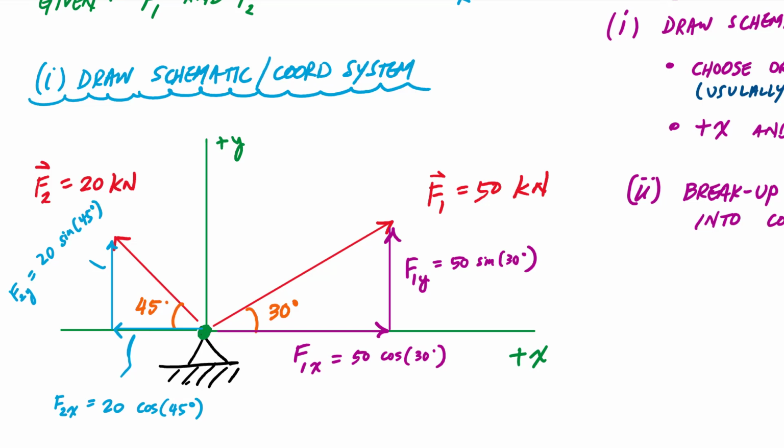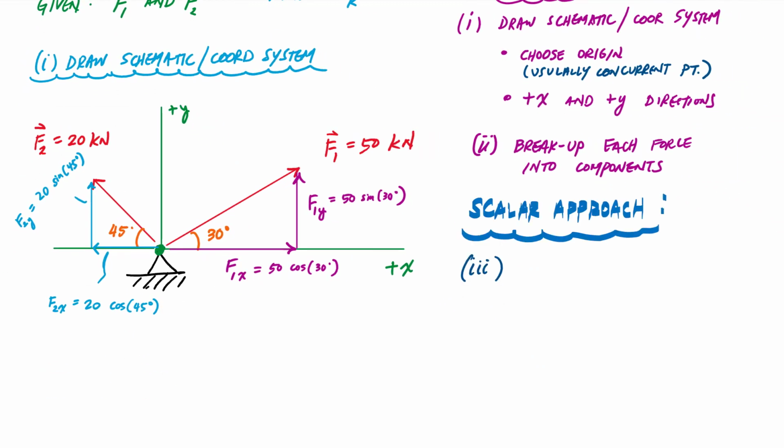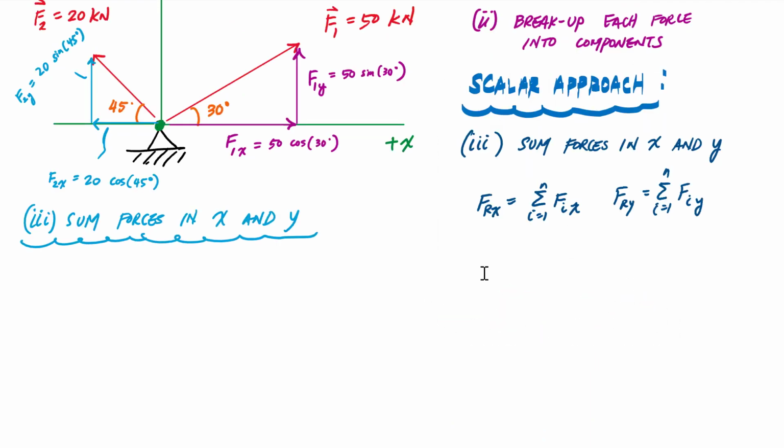Now I could choose from here to go with a vector approach or a scalar approach. If we choose a scalar approach, the next thing we're going to do is sum the forces that are pointing in the x, and sum the forces that are pointing in the y. That just means summing up all the x components together and the y components together. We say anything pointing to the right, in this positive x direction, is a positive force, and we're going to sum forces in this x direction.